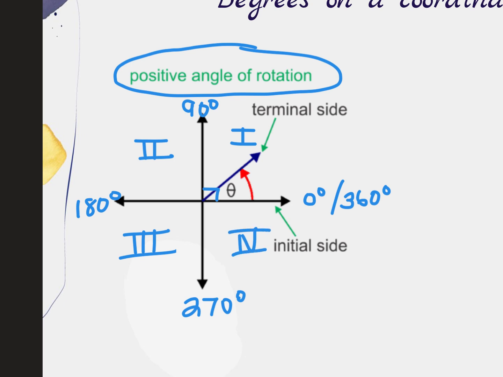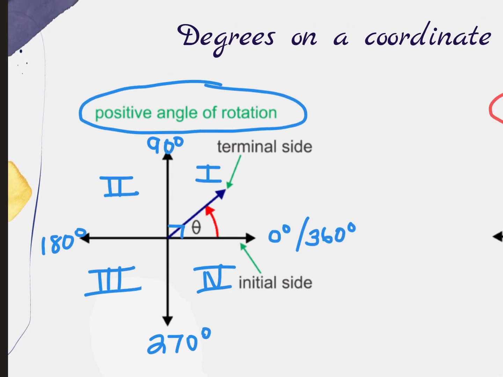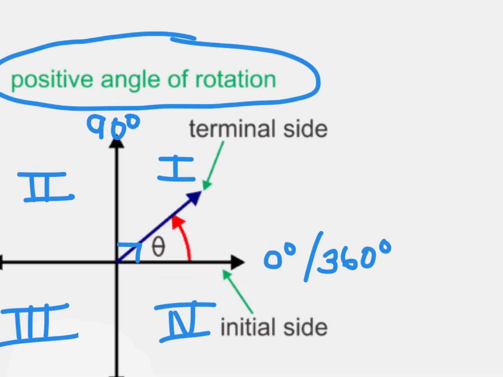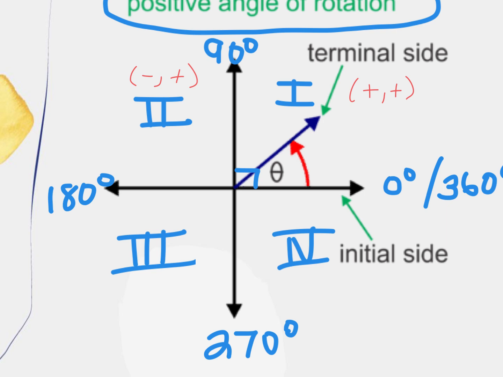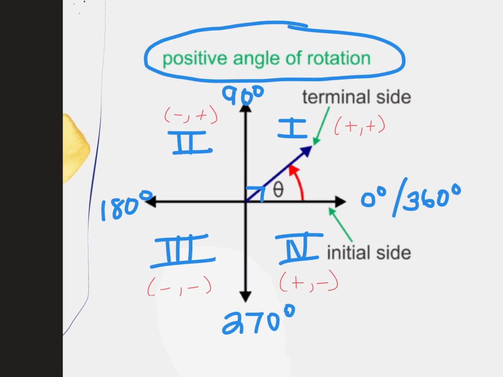Let's talk about the signs in each quadrant. Signs of X and Y. What's the sign of X and Y in the first quadrant? Plus, plus, right? So your ordered pair is going to be plus, plus. Good. What about in the second quadrant? X is negative and Y is positive. Good. What about the third quadrant? Negative, negative. And then the fourth quadrant. X is positive, Y is negative. Okay. Does anybody have any questions about that? Anybody have any questions about how that's set up, any way that looks?